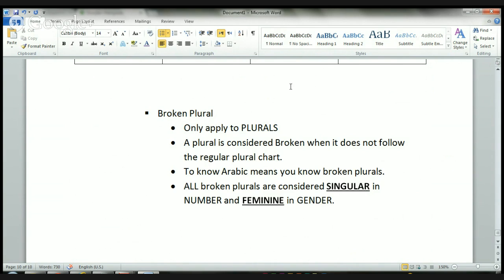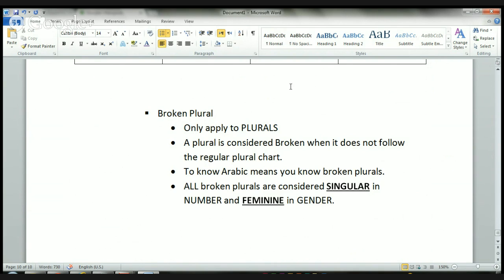So if I ask you the number of a broken plural, you will say what? Singular. And if I ask you the gender, it's always considered feminine, right? Now you may be confused. Why is that so? It's just how the language is made. It considers a broken plural to be feminine. Let me go through some of these broken plurals with you.